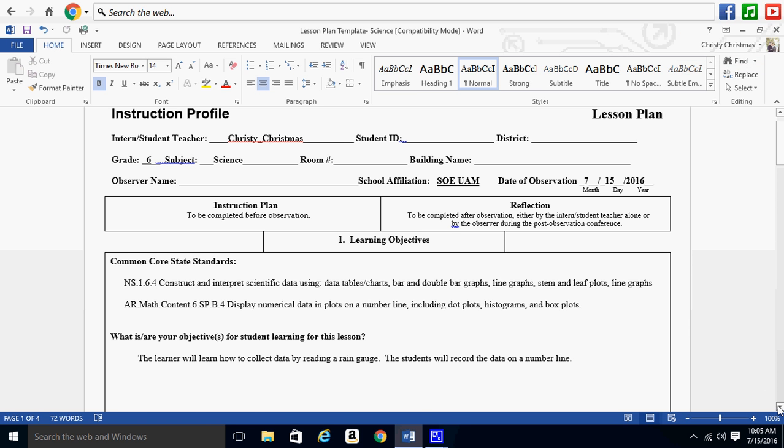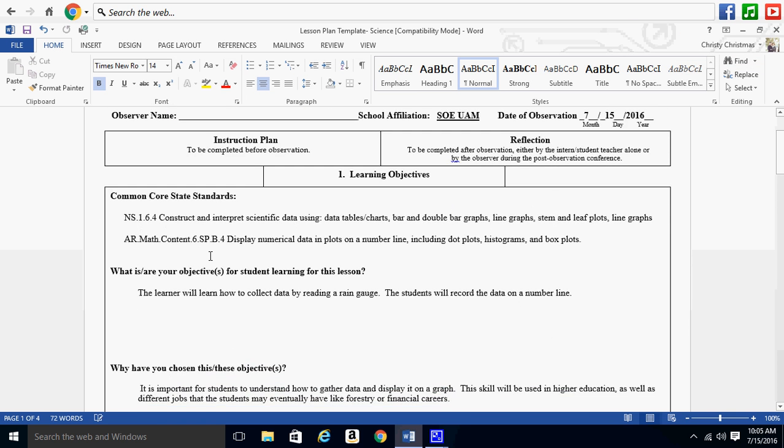The Common Core standard that we are using is NS 164, which is to construct and interpret scientific data using data tables and charts, bar and double bar graphs, line graphs, stem and leaf plots, and line graphs. The Arkansas Math Standard that we will be using is 6 SPB4, and that is to display numerical data in plots on a number line, including dot plots, histograms, and box plots.